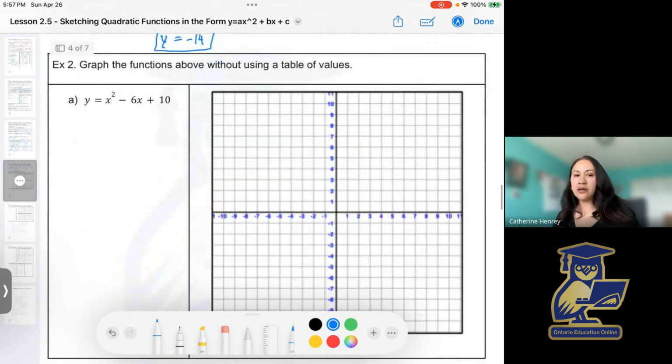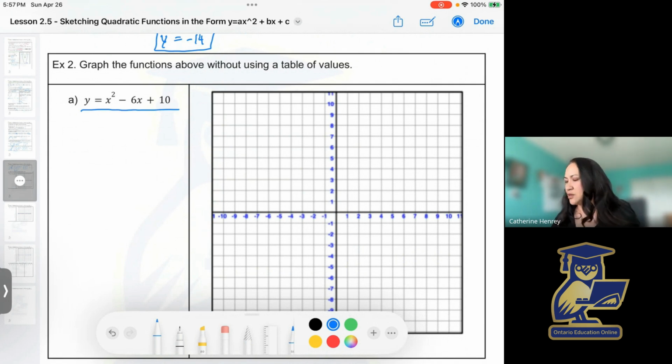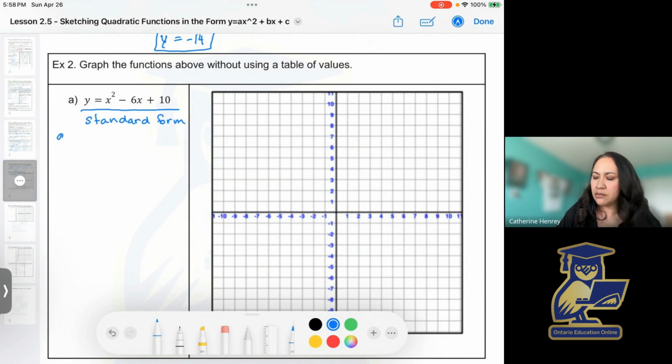So here we're going to take a look at graphing, but this time we don't want to use a table of values. With a function in standard form like this, using a table of values would take such a long time. So now we have different tools that we can use in order to graph the function just based on certain characteristics. So we do have standard form. And in standard form, we have an a that equals 1, a b that equals -6, and a c that equals 10.